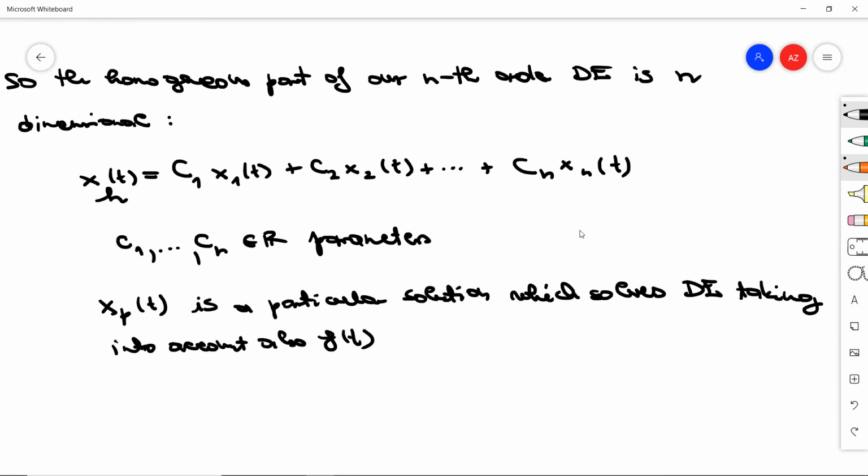So the space of all solutions is then x of t, the sum of the solution of the homogeneous part plus the solution of this particular part. The particular solution is really any of them. As soon as you find one solution of the DE, all other solutions are of this form: the solution of the homogeneous part plus this particular solution. So it really doesn't matter which particular solution you find, all solutions will be of this form.